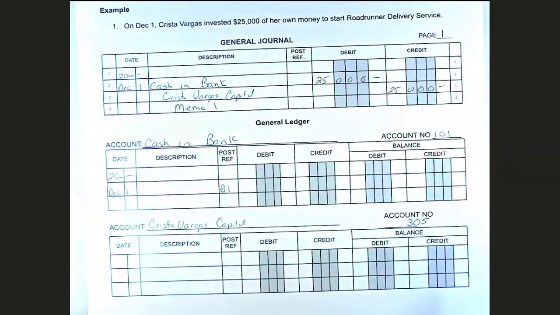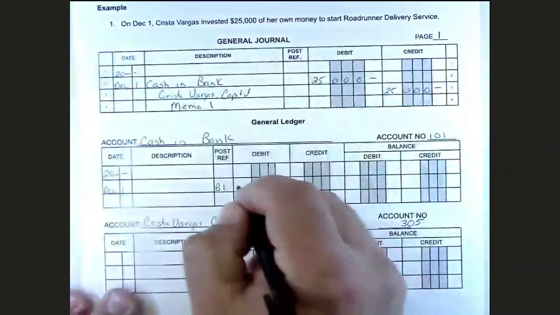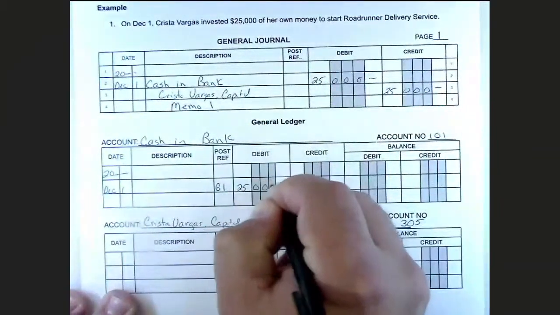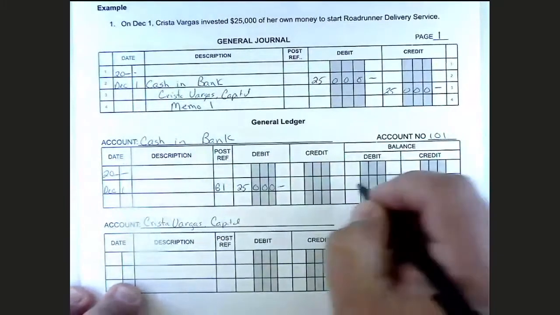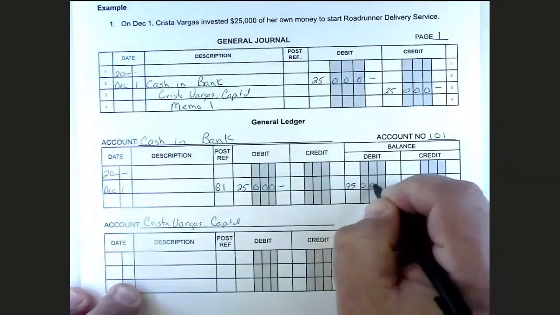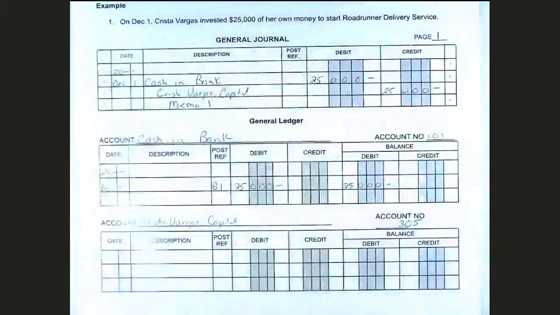What happened to this account? It was debited for $25,000. That means that our balance is going to be $25,000. Okay? Now we're not done. We have to identify where this transaction came from, so we're not just making things up. And references back to the general journal. That's also why the source document is here.